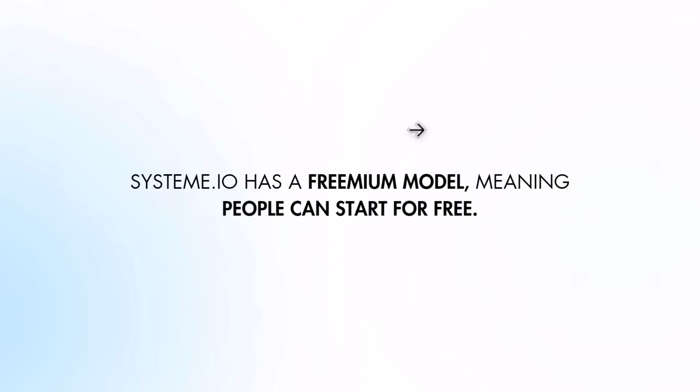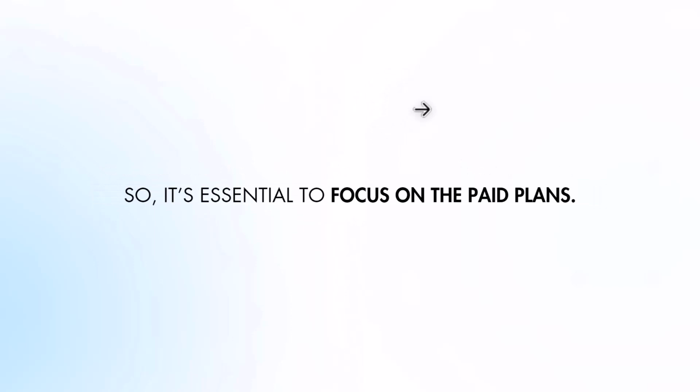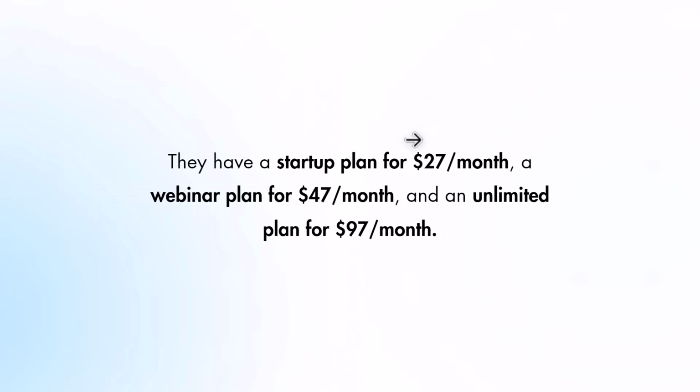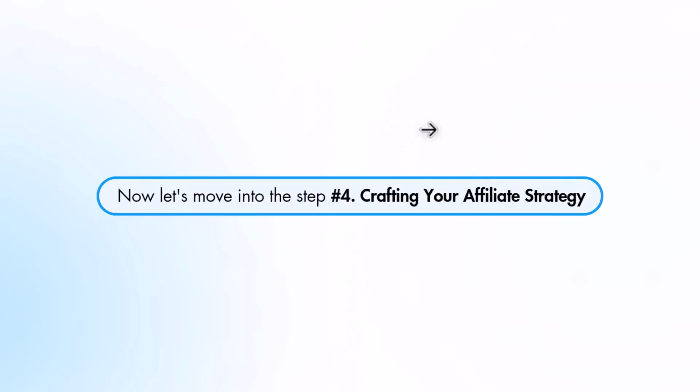Now let's move into step 3, navigating the pricing plans. System.io has a freemium model, meaning people can start for free. However, this can be a bit tricky because if you promote the free plan, you might get a lot of sign-ups but not many conversions. So it's essential to focus on paid plans. They have a startup plan for $27 per month, a webinar plan for $47 per month, and an unlimited plan for $97 per month. The cool thing is, if someone chooses the annual plan, they can save 30% on their subscription.